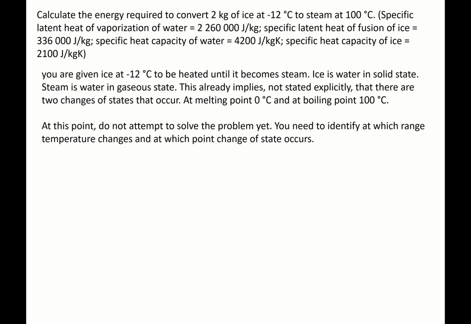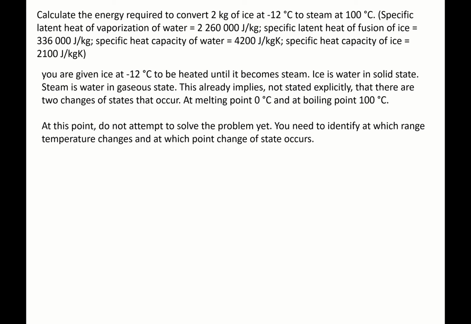You are supposed to calculate the energy required to convert 2 kg of ice at minus 12 degrees Celsius to steam at 100 degrees Celsius. And you're given that specific latent heat of vaporization of water is 2.26 million joules per kilogram. Specific latent heat of fusion of ice is 336,000 joules per kilogram. Specific capacity of water is 4,200 joules per kilogram per Kelvin, and specific capacity of ice is 2,100 joules per kg per Kelvin.